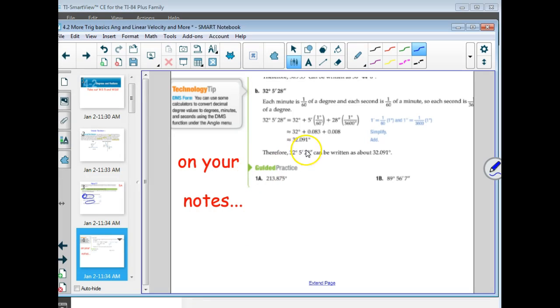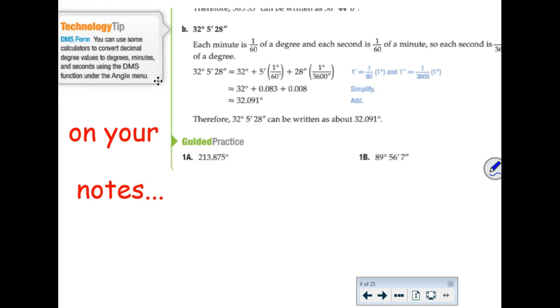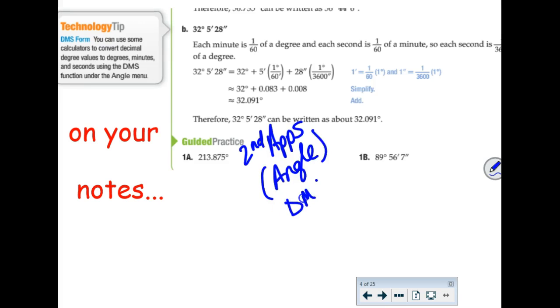The one that's on your paper is not that one. It's this one, 213.875. So when you go to your calculator, and we're not doing this business, well, this one we actually will, you're going to go to second apps, which is the angle menu, and you're going to choose the one that says to DMS.